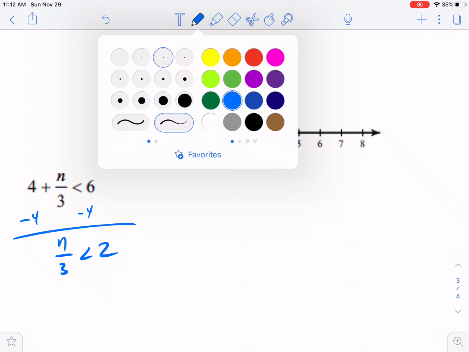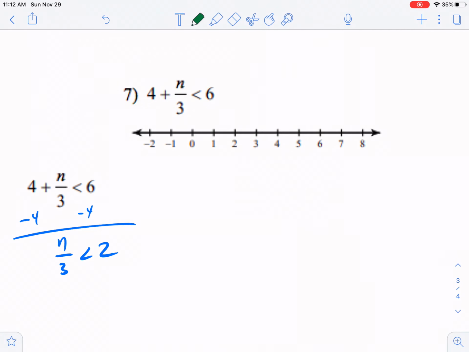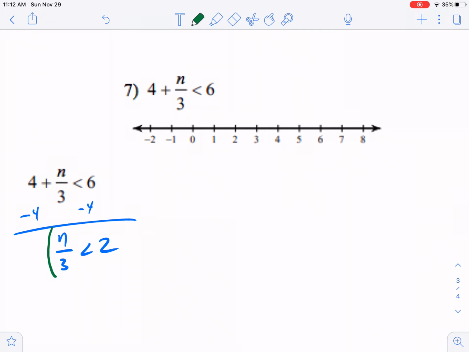I'm going to multiply. How do I get rid of this 3? I'm going to multiply both sides by 3. I get n is less than 6. I go here, I make an open circle. Let's see if I can make it perfect. Oh, it's so good. And then off the line, can I make a straight line? Oh, wow, it's really good at drawing. Go work on my arrows. That's it. n is less than 6.